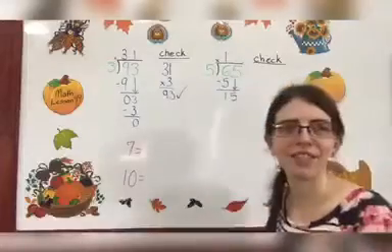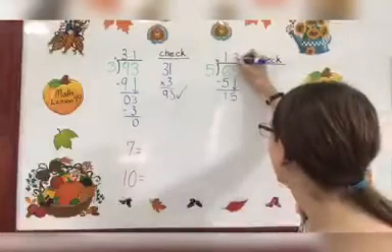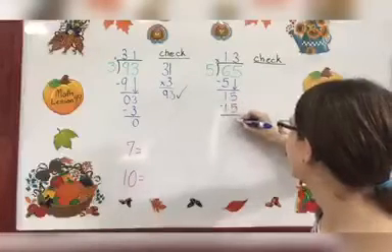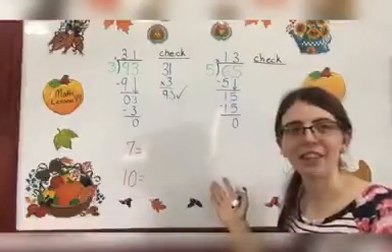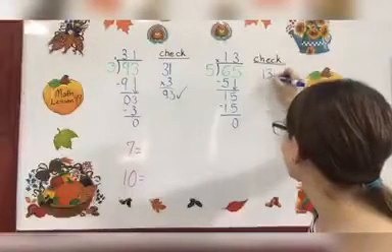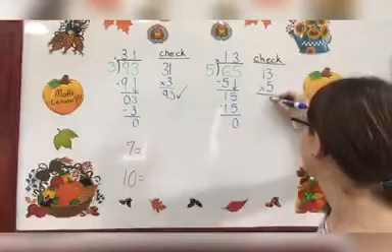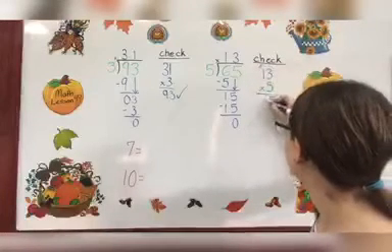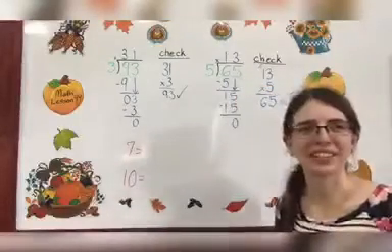15 divided by 5 is 3. Very good. 3 times 5 is 15. 15 minus 15 is 0. 0 is less than 5, so I have nothing left to bring down, and I'm good to go. I'm going to check by multiplying 13 times 5. 5 times 3 is 15, carrying my 1. 1 times 5 is 5, plus 1 is 6. 65 and 65 are the same, so my work is correct.